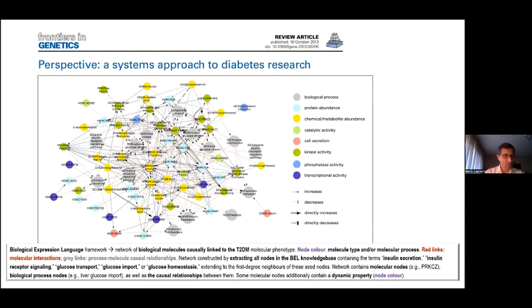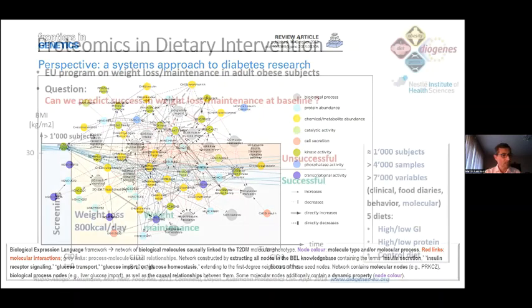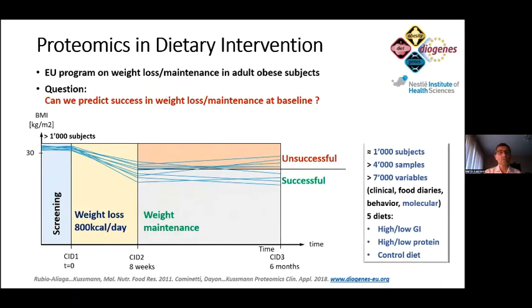So this network is constructed by extracting all nodes in the BEL knowledge base, and we focused on terms insulin secretion, insulin receptor signaling, glucose transport, glucose import, and glucose homeostasis. And this network, as you can see, contains molecular nodes, biological process nodes, as well as causal relationships. So this basically gives you a map of which factors are influencing type 2 diabetes in which way and at which level.